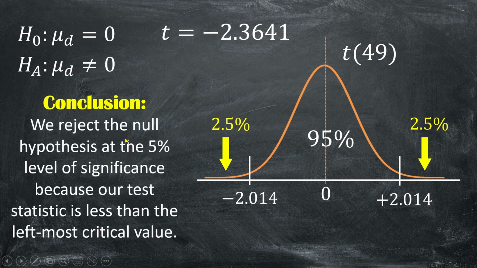So here we're going to reject the null hypothesis at the 5% level of significance because our test statistic is less than the leftmost critical value. And we can further say that our test is suggesting that the impact of drinking those 2 beers is a reduction in the average playing strength.